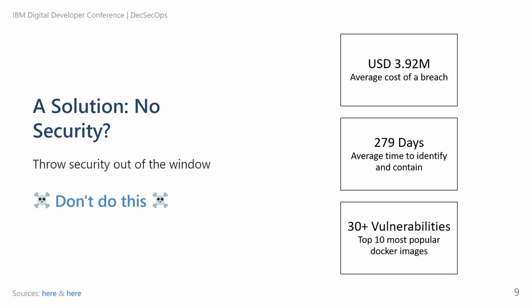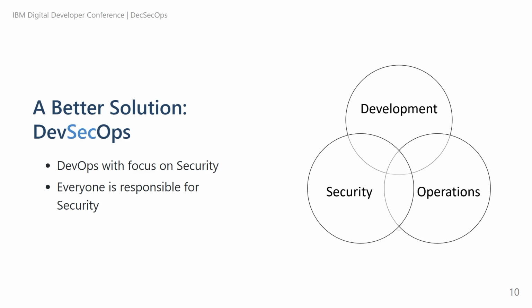And if you're going to put $4 million on the line, I would say that's somewhat foolish. So that takes us to a better solution, which is DevSecOps. You're bringing developers, operations people, and your security guys all together. Another way of thinking about it is, if you're comfortable with the concept of DevOps, it's DevOps with focus on security. And all it means is that now everybody is responsible for security.